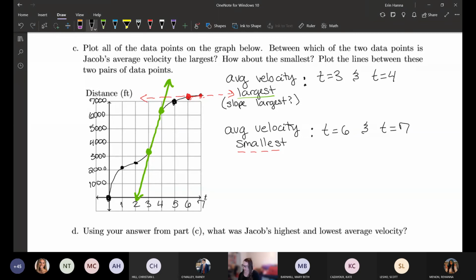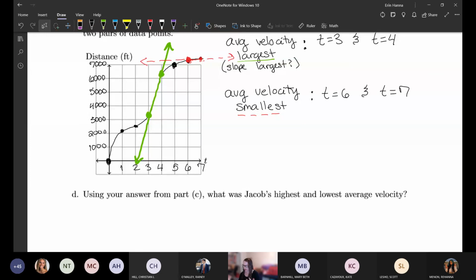All right, and then the last thing is that we're actually asked, using your answer from part C, so using the T3, T4, and then T6, T7, what actually is the highest and lowest average velocity? So if we start with the largest, well, that would essentially be our f of 4 minus f of 3 over 4 minus 3, because that's where we found the largest slope, looked like it was the largest slope.